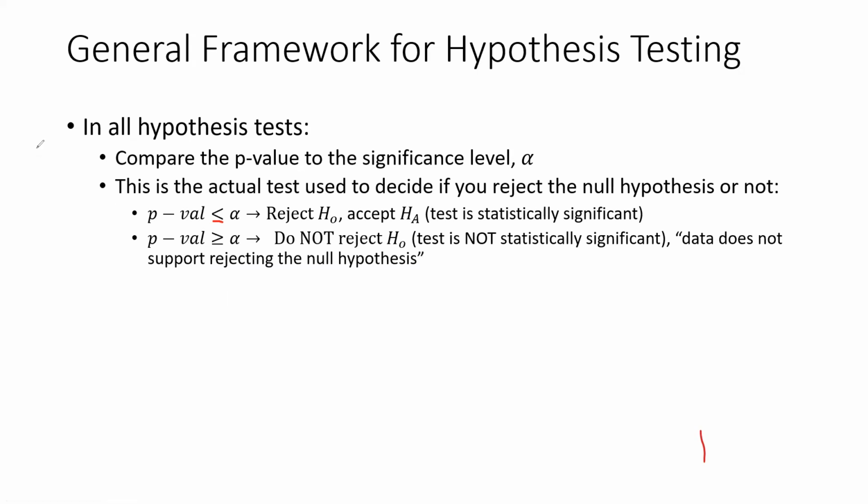This was supposed to be: if the p-value is strictly greater than alpha, and again, these slides will be fixed when they go up. If the p-value is strictly greater than alpha, we do not reject the null. The test is not statistically significant. The data does not support rejecting the null hypothesis.